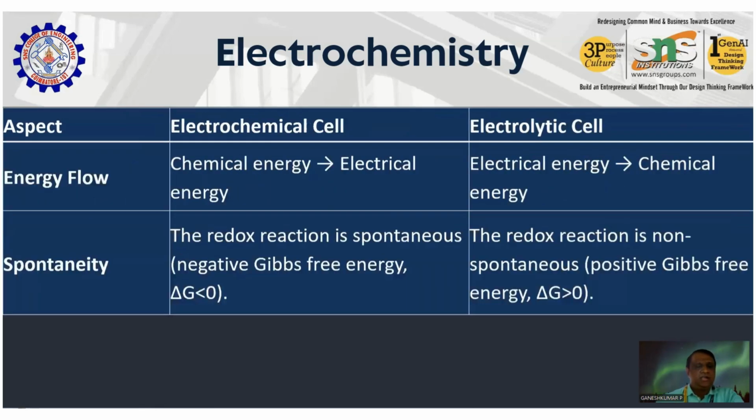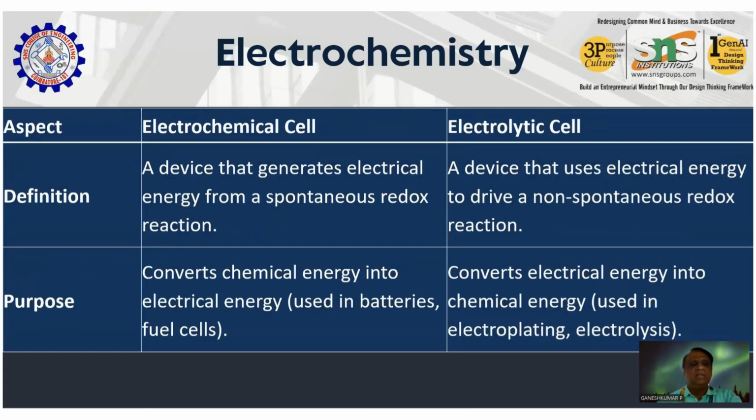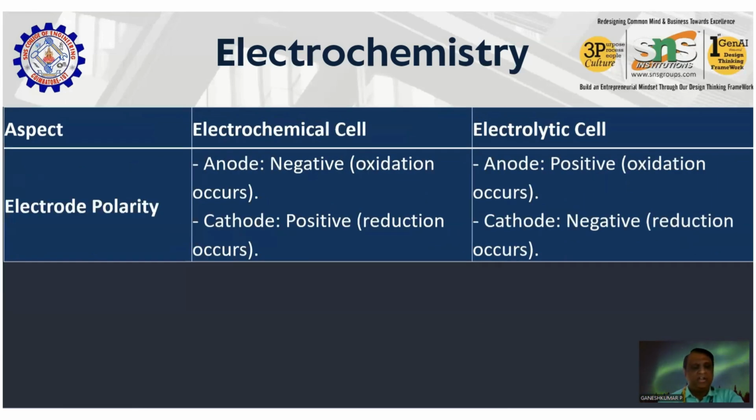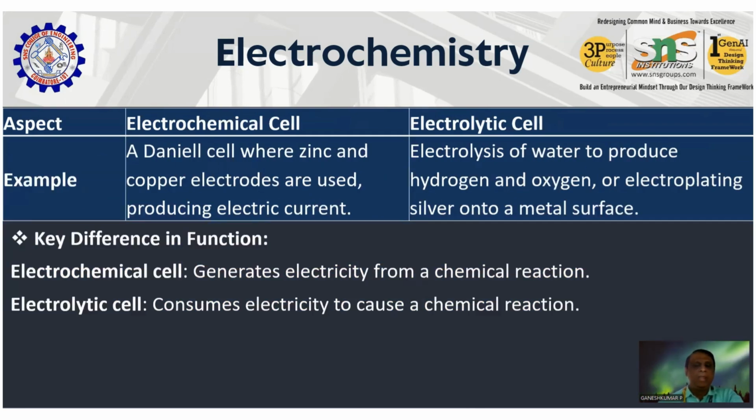So in this session, we discussed what a cell is and what the two types of cells are, what the definition and the purpose are, how the energy flows in electrochemical and electrolytic cells, the spontaneity of the reaction, the electrode polarities in both the cells, and the direction of electron flow between the electrochemical and electrolytic cell. Hope you understand these basics.